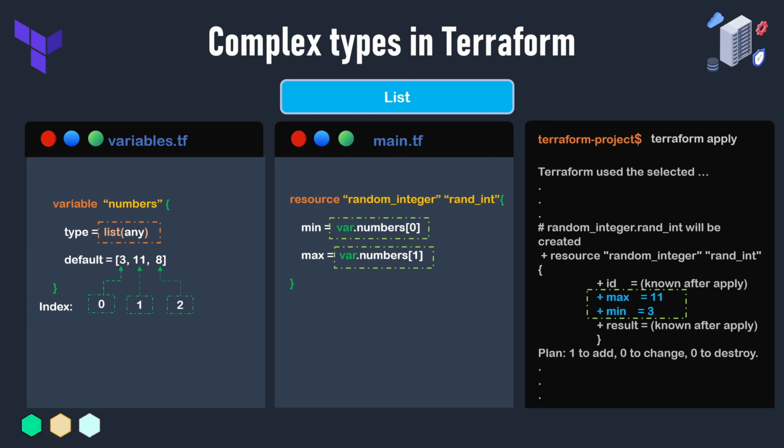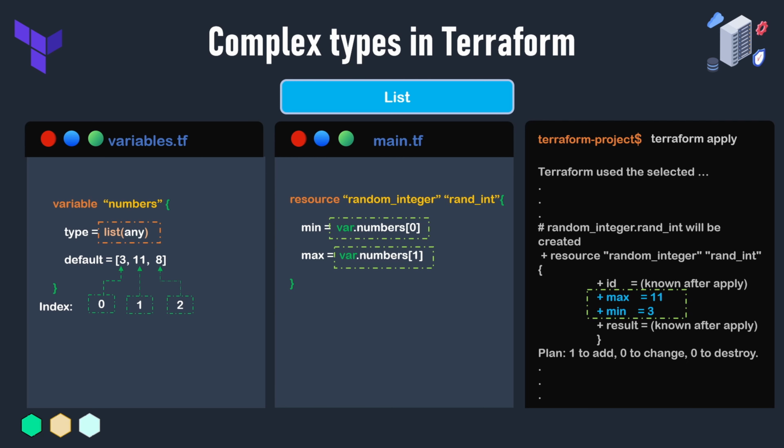If we set the type of the list elements to any, as we did here, the list can contain a mix of values of different types, such as 1 which is a number, dev which is a string, and also true which is of type bool. But if we set the type to a list of numbers, for example, only numeric values will be allowed, and any value of any type other than the number type will generate an error.